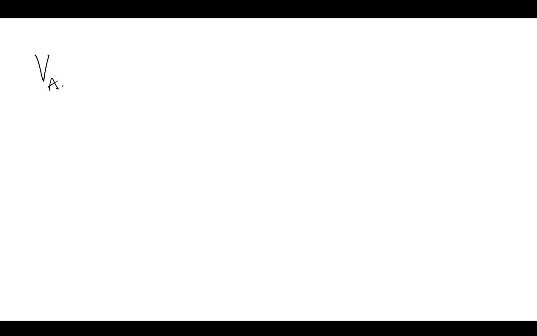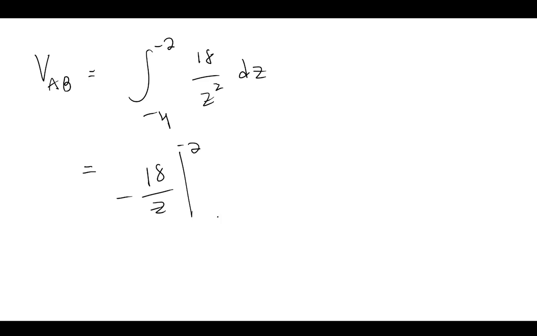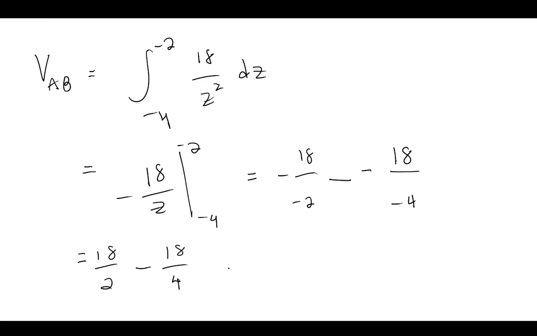So that means that we can actually simplify this as the integral from minus 4 to minus 2 of 18 over z squared dz. Now when we evaluate this, there are a lot of minus signs here. However, it simplifies to 18 over 2 minus 18 over 4, or 9/2, or 4.5 volts is equal to V_A minus V_B.